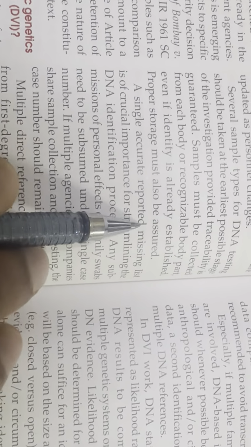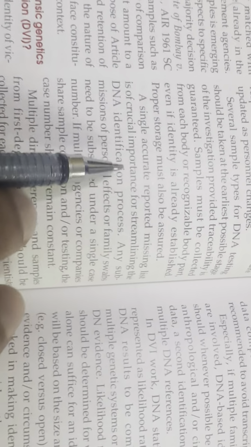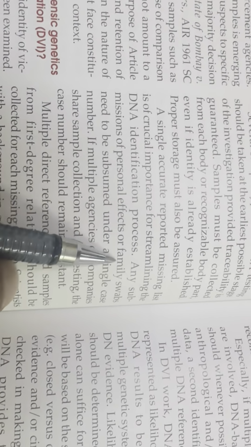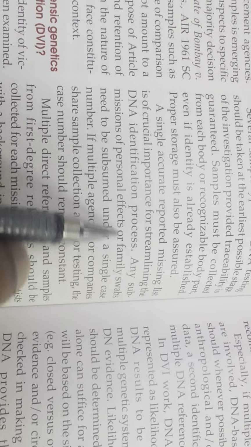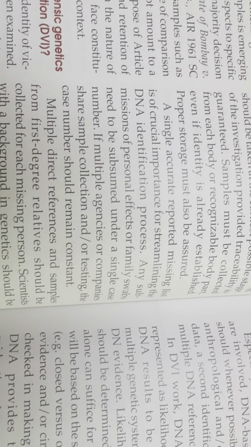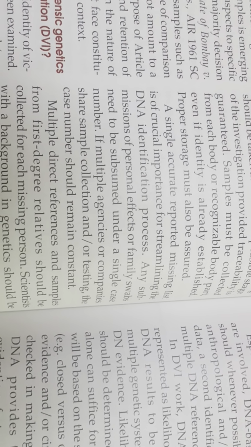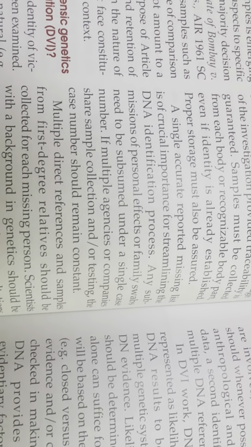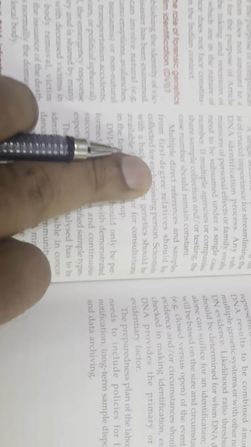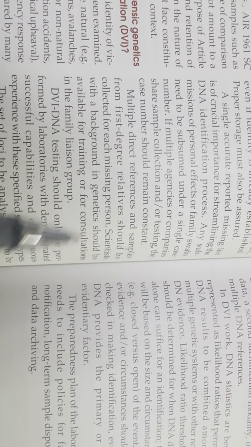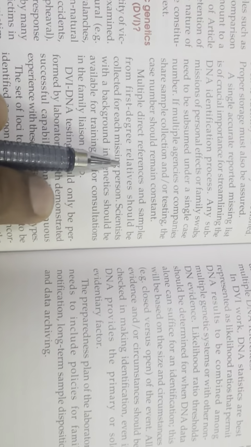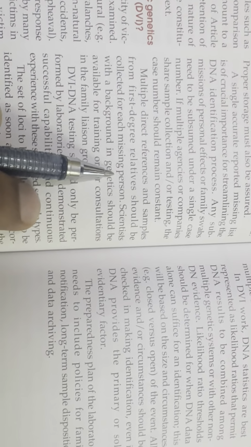A single accurate reported missing list is of crucial importance for streamlining the DNA identification process. Any submission of personal effects or family swabs needs to be subsumed under a single case number. If multiple agencies or companies share sample collection or testing, the case number should remain constant. Multiple direct references and samples from a first-degree relative should be collected for each missing person.